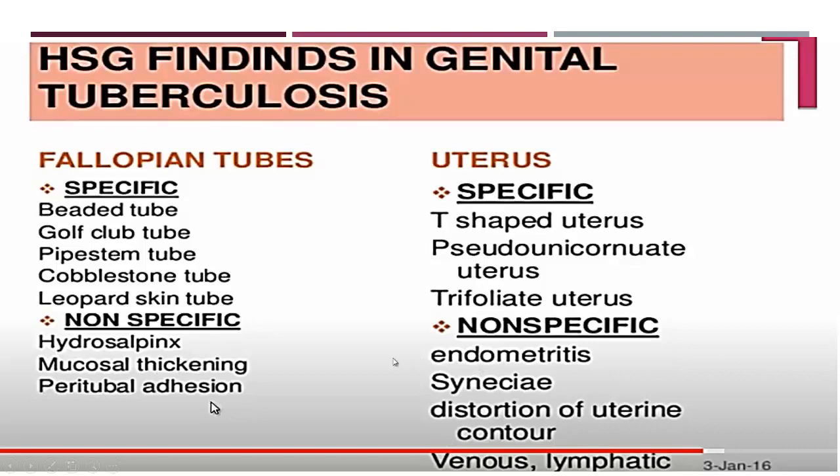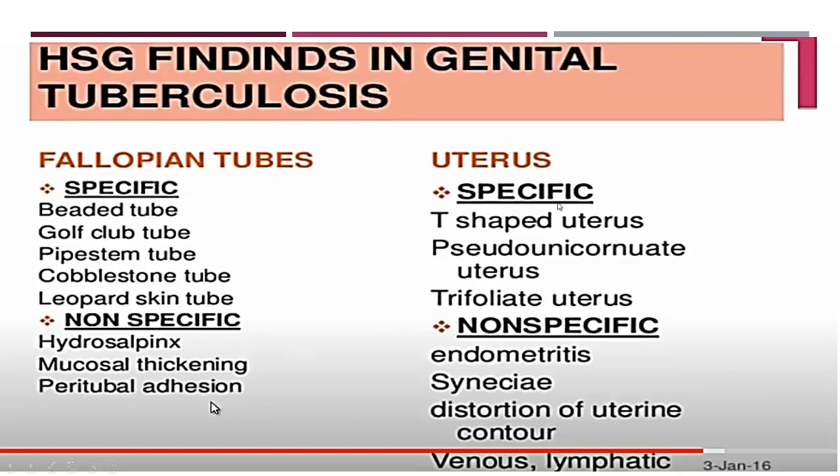Then we come to TB, which is rare, but has specific findings on hysterosalpingography. Affection of the fallopian tubes by TB has either specific or non-specific findings. The specific findings are the presence of a beaded fallopian tube, golf club tube, pipe stem tube, the one seen in the last slide, and the couple-stone tube, or leopard skin tube. Non-specific findings are adhesions, hydrosalpinx, mucosal thickening, and peritubal adhesions.